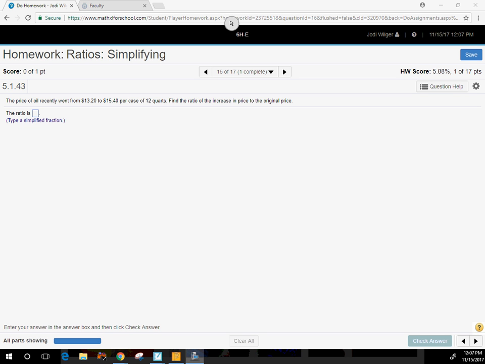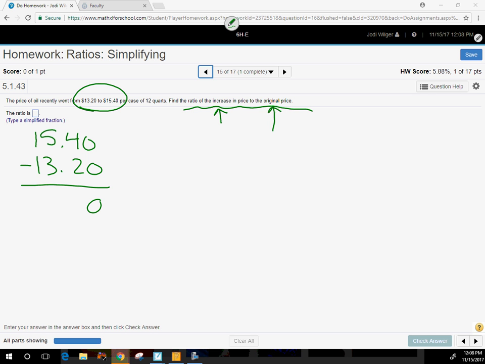If any of you had a problem on number 15, we'll take a look at that real quick as well. If not, you can stop watching the video and work on your assignment. This wants to know the ratio of the increase in price to the original price. So you put increase over original. Well, what's the increase? I don't know. It went up to 15.40, started at 13.20. Okay. So the increase was $2.20 over the original $13.20. So there's your ratio.